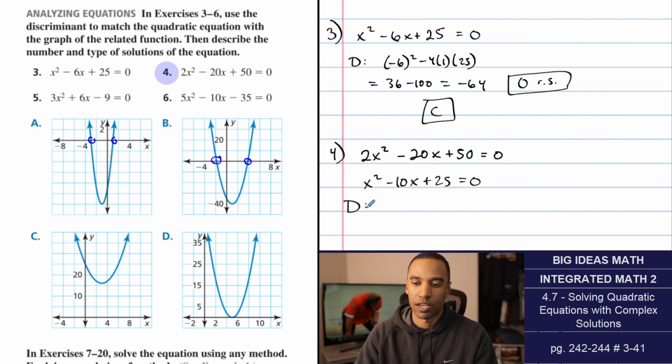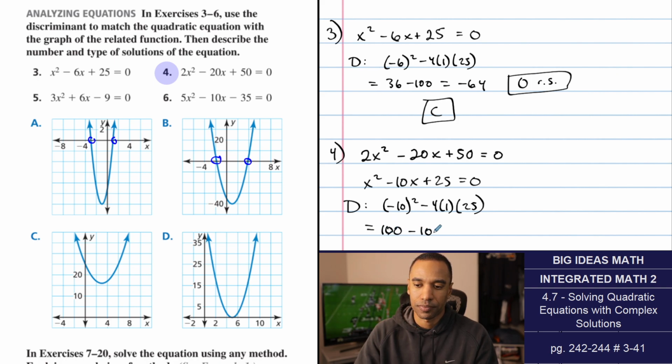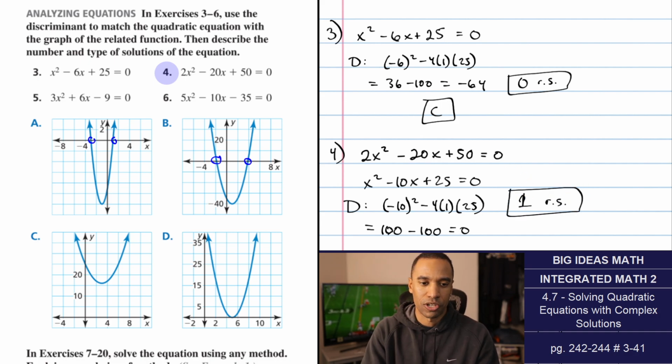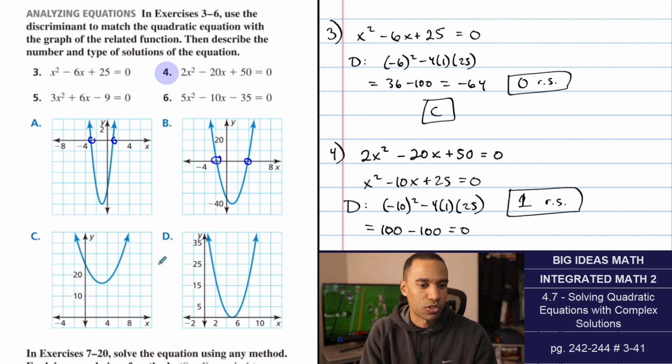Anyway, as far as the discriminant goes, I'm going to do b squared minus 4ac. Looks like this time 100 minus 100, which is 0. And that's going to give me one real solution. The one real solution answer is the one where you cross the x-axis only once. That is D, selection D. It crosses just once there. And that seems to align with the y-intercept of 50.